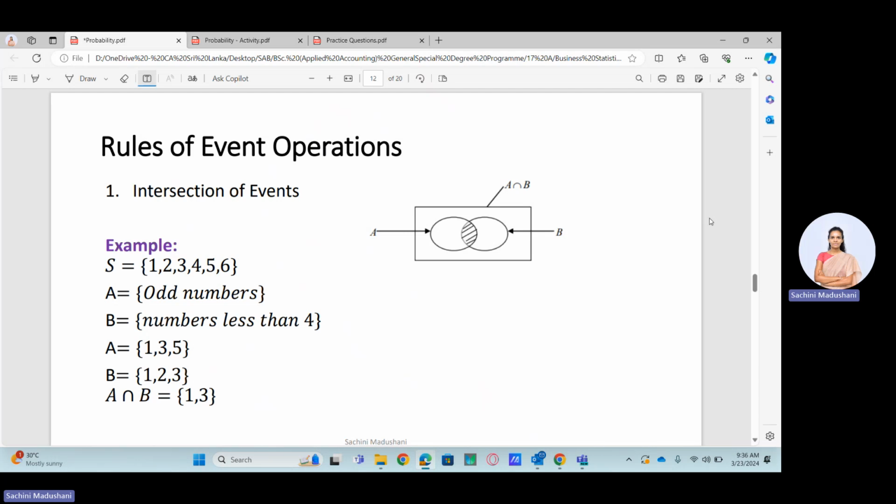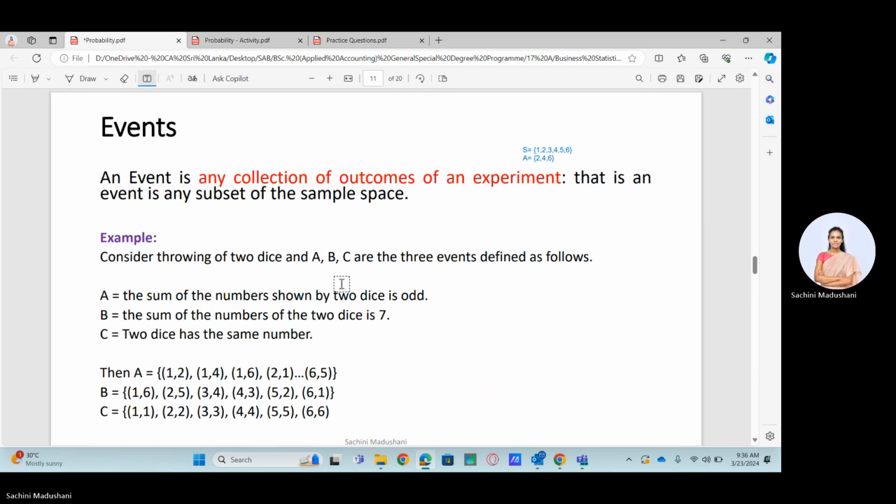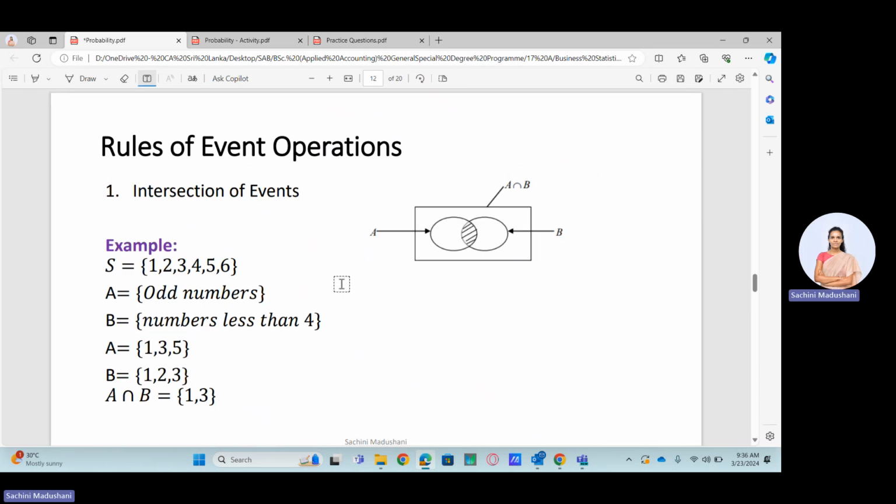Normally in mathematics, we have mathematical operations: addition, subtraction, division, those things. In probability and statistics, there are also operations: union, intersection, and complement. Then what do we call the intersection? The common thing. That we call the intersection.